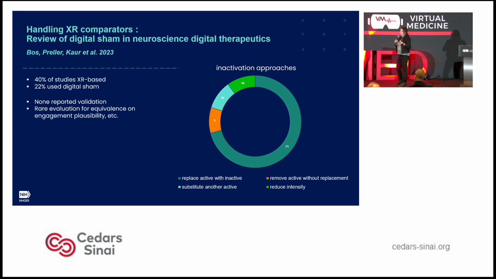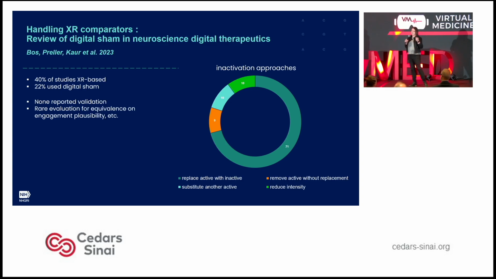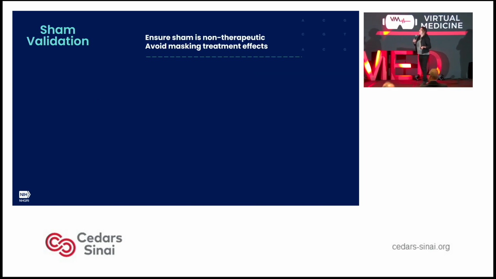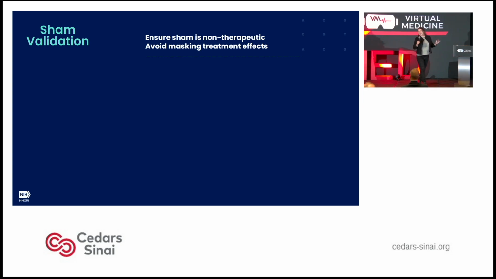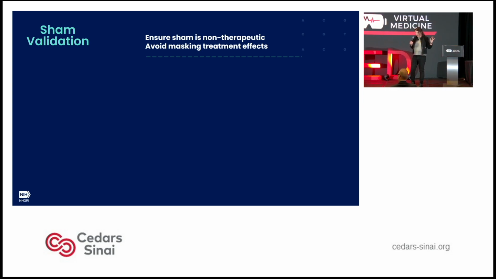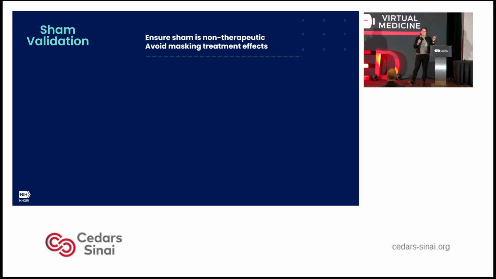And it was really rare for them to report having evaluated any of those shams for equivalence on really important things like engagement and plausibility. So there are a lot of ways we can go wrong when we're creating these XR shams. And I'm just going to go through 3 of them to round us out here. So the first one I think we really need to focus on, number 1, ensuring our sham is not therapeutic, right? We don't want to mask our treatment effect by giving another comparator that's going to work.